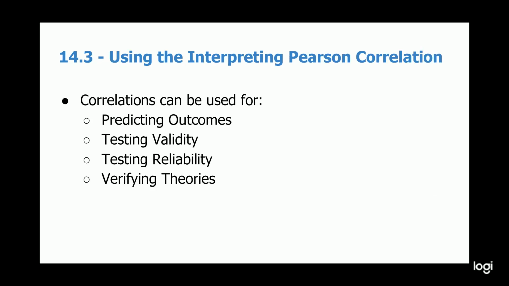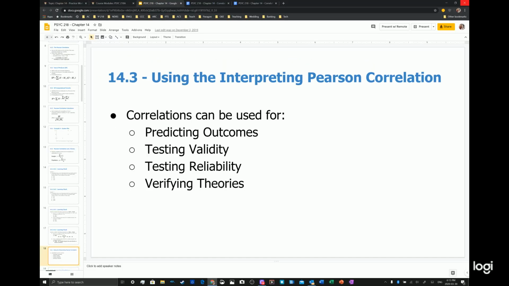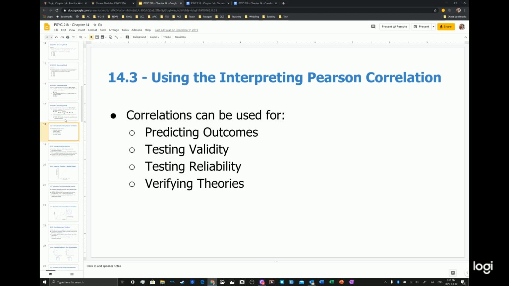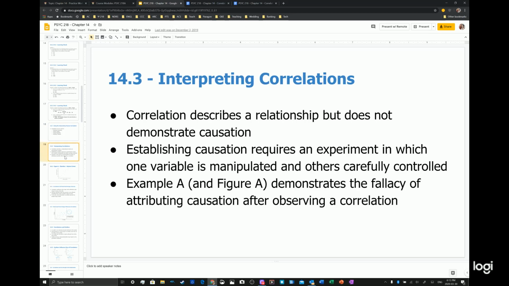So that's it for today, I think. Let me double check here. Yeah, again, we're 68 slides in total, and we've done our first 18 slides. So in our next section, we're going to talk about how to use the Pearson product moment correlation, or Pearson correlation, to predict outcomes, test validity, test reliability, and verify theories. That is to see if there is a relationship between two variables.